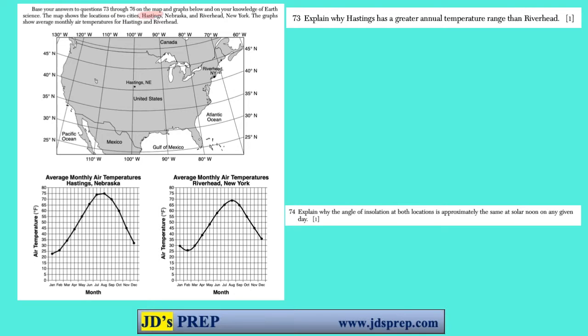So for the next few questions, we have a map here with two locations. We're talking about Hastings, Nebraska, and Riverhead, New York. We have a map with their location as well as their average monthly air temperature graphs.